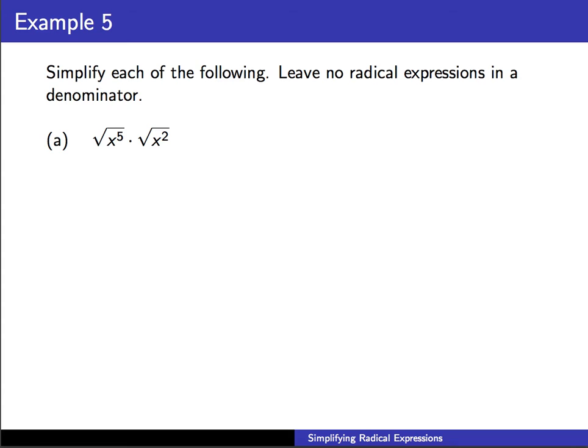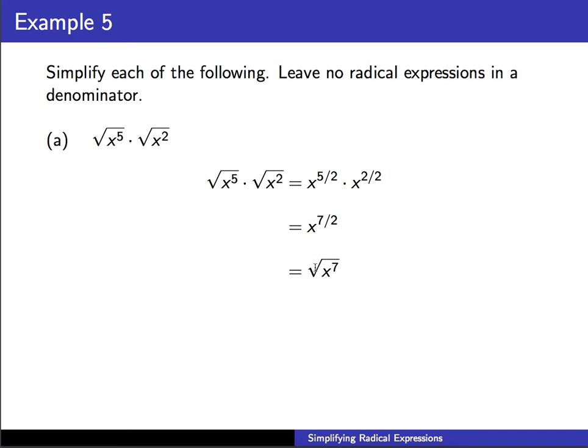So example 5, simplify each of the following. Leave no radical expressions in a denominator. That's also known as rationalizing the denominator. So we have part A, the square root of x to the fifth times the square root of x squared. Writing those in exponential form, we have x to the 5 halves power times x to the 2 halves power. And when we add 5 halves and 2 halves, we get 7 halves, which in radical form is the square root of x to the 7th.